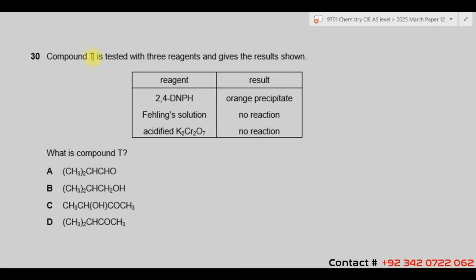Question number 30. Compound T is tested with 3 reagents and gives the results shown. We have 2,4-DNPH that forms an orange precipitate. We have Fehling's solution that gives no reaction. Acidified potassium dichromate gives no reaction. What is compound T? Alright, let's see. 2,4-DNPH, which is dinitrophenylhydrazine, gives a positive result, forming an orange precipitate with either an aldehyde or a ketone.